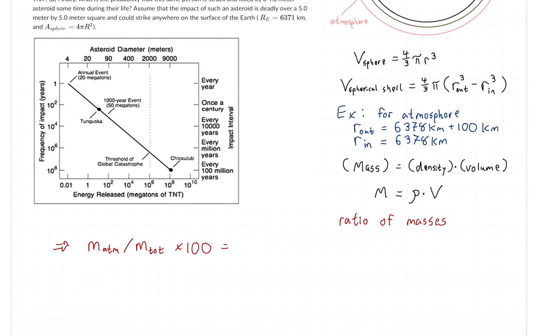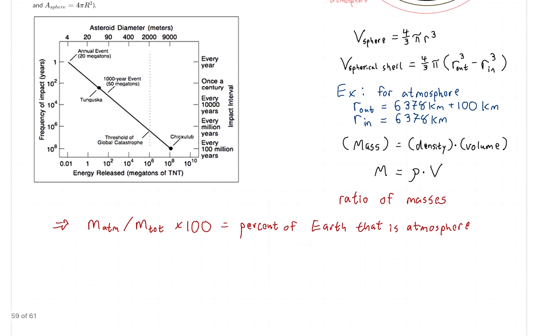This is the percent of Earth that is atmosphere. Specifically, not volume, by the way. We could actually take a totally different ratio in terms of volume. It would just be the volume of the spherical shell over the total volume of Earth. But that's not what we're interested in. Not what I asked for. Instead, I asked for a percentage of mass.